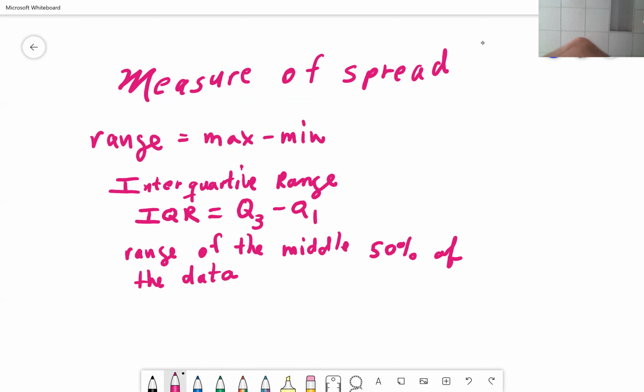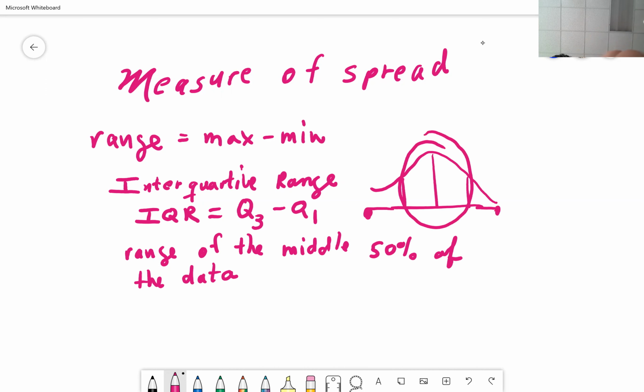Okay, so can you imagine? Here's the data. I'm gonna divide it into 4 equal parts. Let's just say the range is from here to here. The interquartile range is the range from here to here, where most of the action is taking place. The middle 50. Okay. Got it?